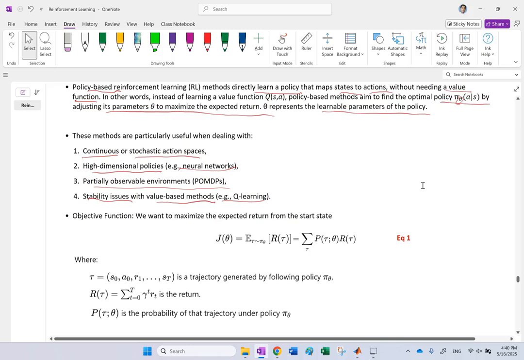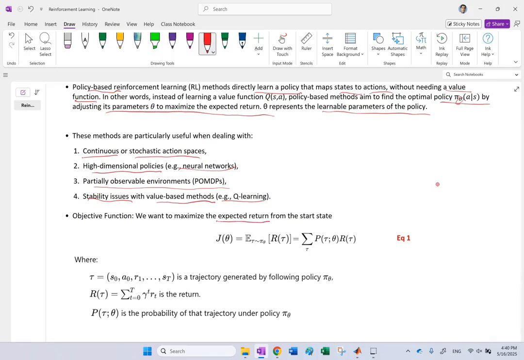So the first thing is, of course, if you want to have theta change, you want to have a cost function, an objective function as a function of theta that you want to minimize or maximize. So in this case, what you want to maximize is the expected return after the initial state or the start state. This is what you want to maximize as your cost function. So this is the expected return under policy pi of theta of R of t. And R of t here is, as you can see, the cumulative return starting from state 0 all the way to the last state.